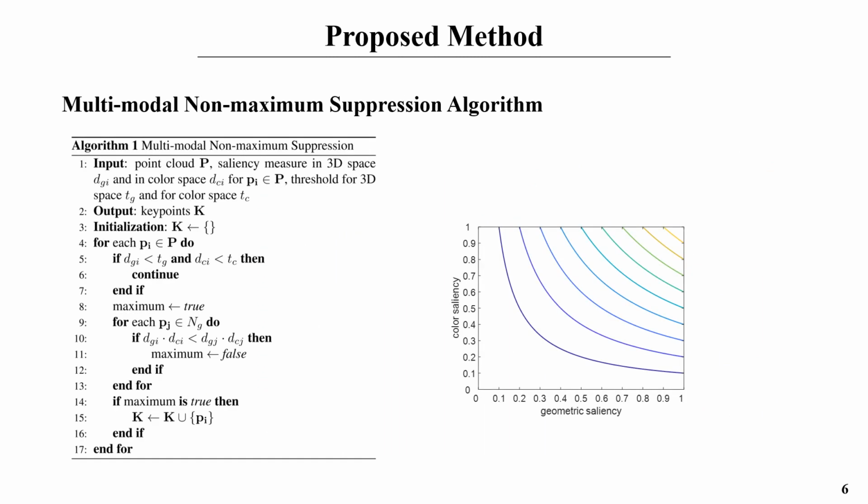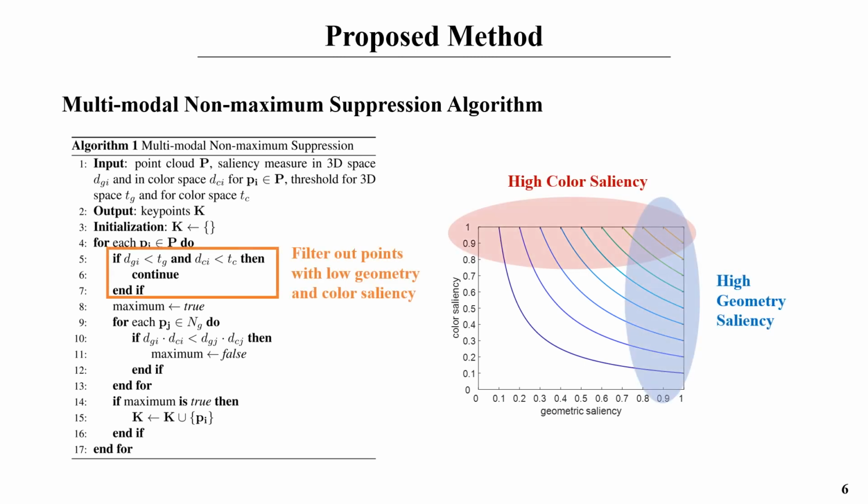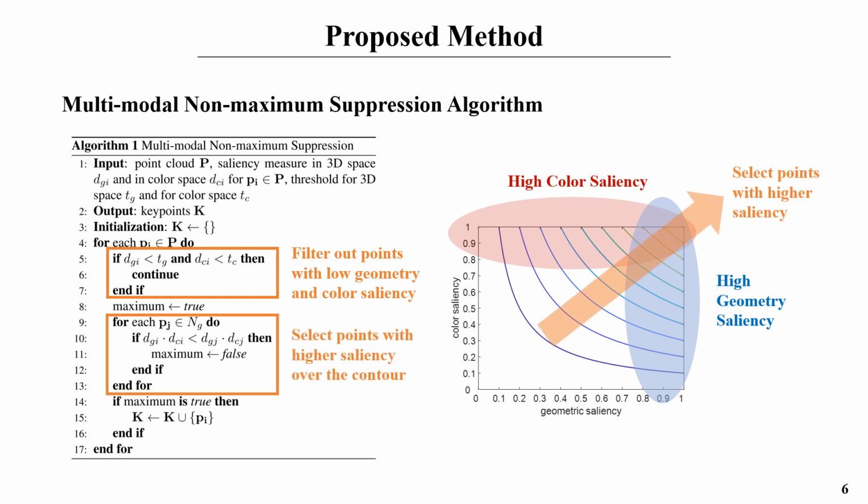The saliency measures in two spaces are then combined by this non-maximum suppression algorithm. It has two steps. First, we filter out points with low saliency measure in both two spaces. Then we select points with higher response over the contour, which is the multiplication of the two measures. The intuition is that in practice, most points have high response in only one of the modalities. You can imagine points located on the edge with uniform color and points located at flat surfaces with rich color variations.